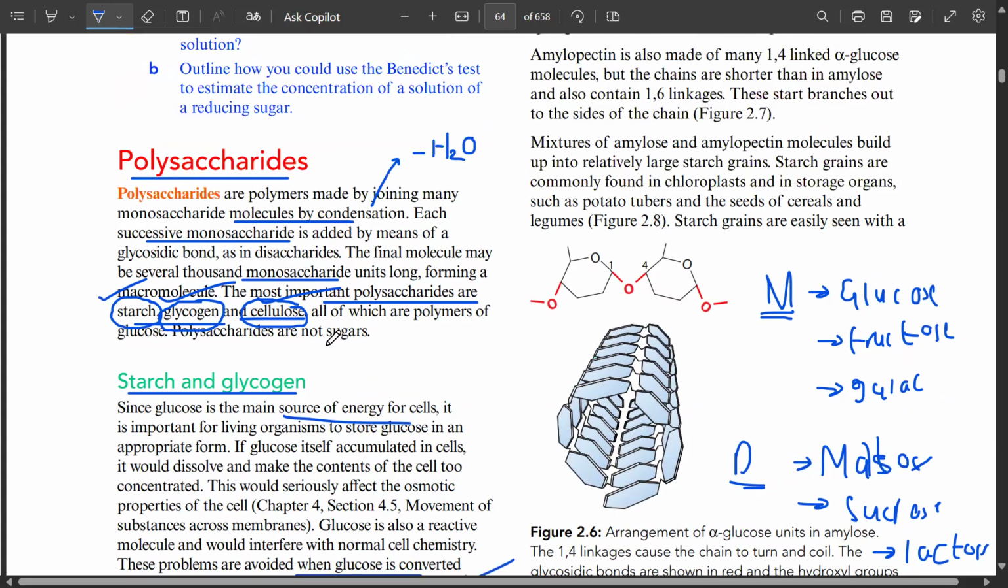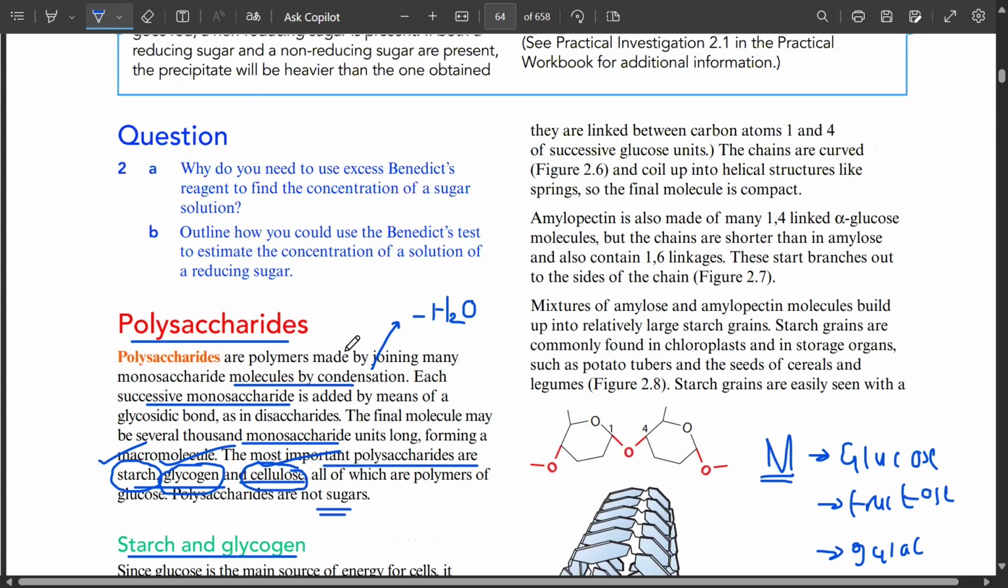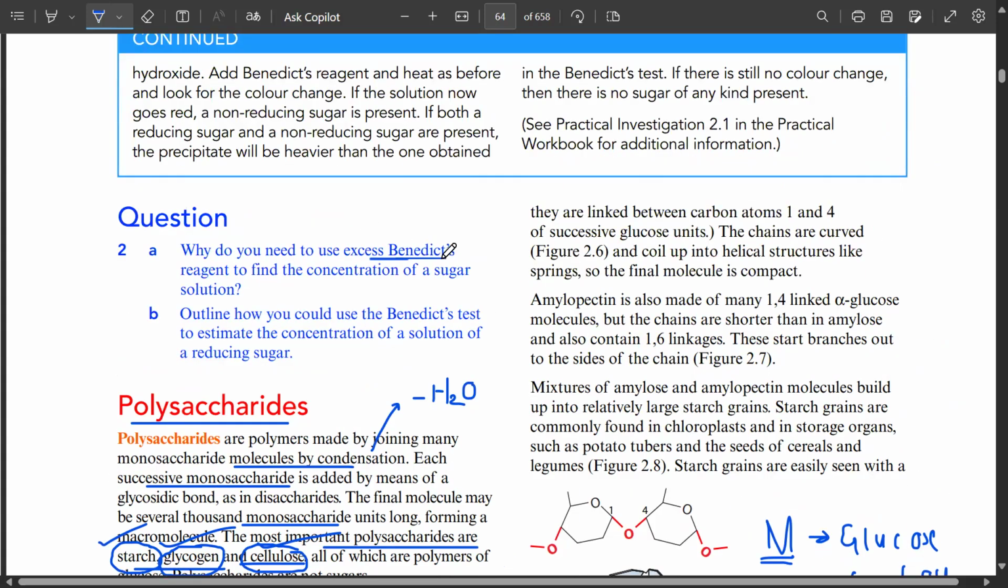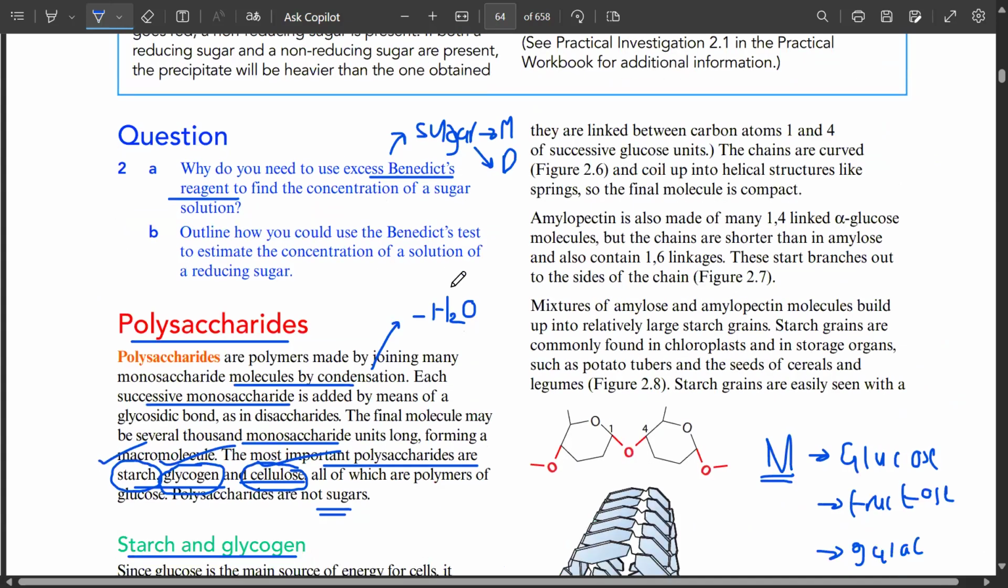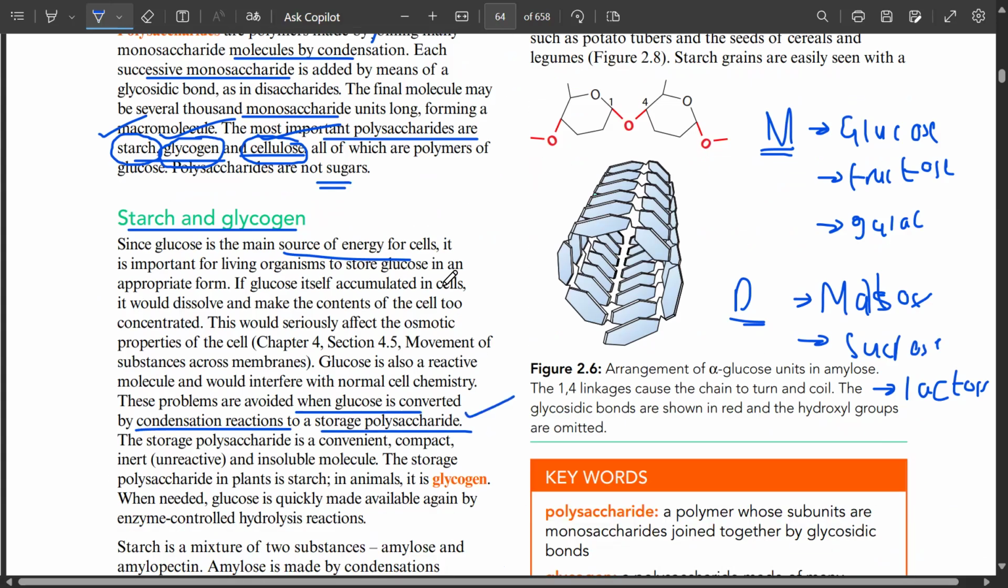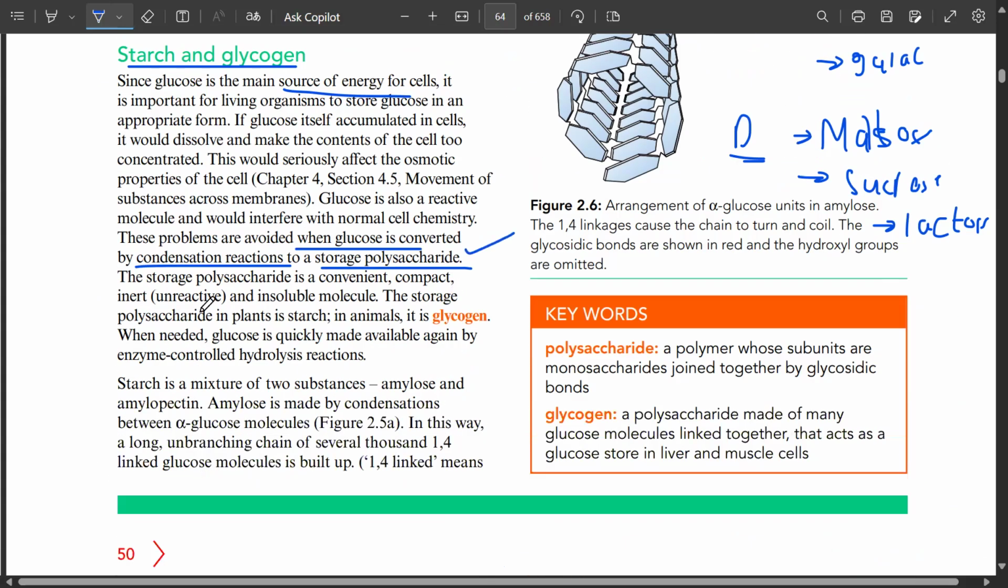Now, polysaccharides are not exactly sugars because if you carry out a Benedict test, that is a test for finding sugars, it is only a test, remember, for monosaccharides and disaccharides. It won't give you a result if you talk about a polysaccharide because polysaccharides are not reactive. Glucose, monosaccharides, small molecules, they were reactive, but when a whole polymer has been made, it's not reactive. It's an unreactive and an insoluble molecule. It is convenient, it is compact, it is very strong, but it's unreactive.